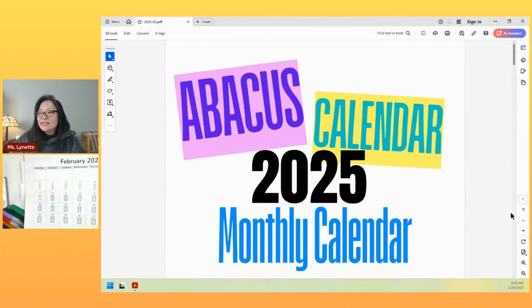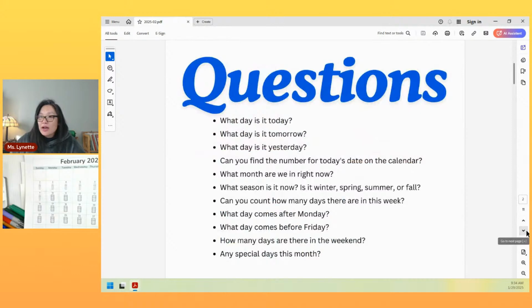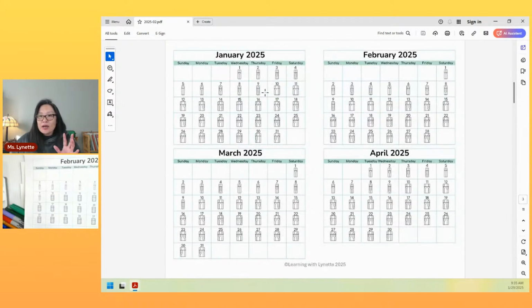This is way better. So these are question prompts to try to ask the child. What is it today? What is it tomorrow? What's yesterday? Hopefully that builds an understanding of the calendar in general. But I took it one step further and added the abacus to each of the numbers. And I have it for this, which is a quarter-looking one.